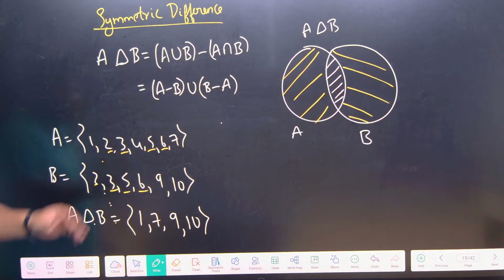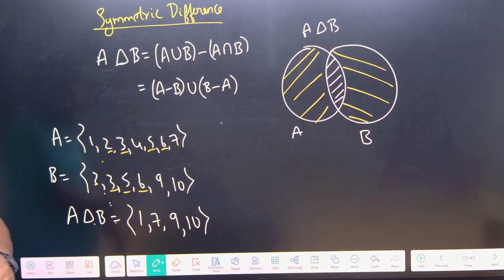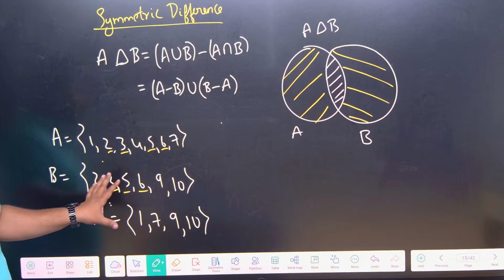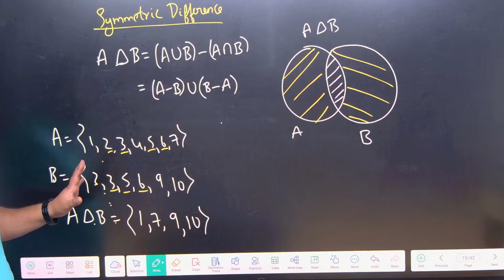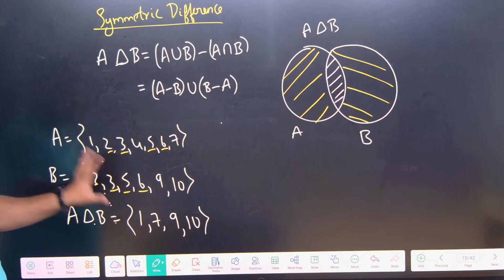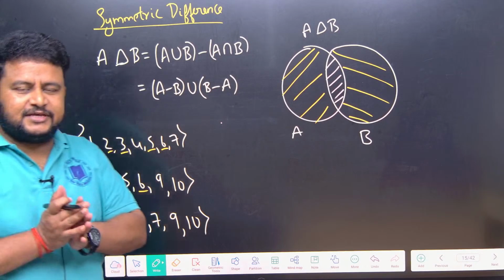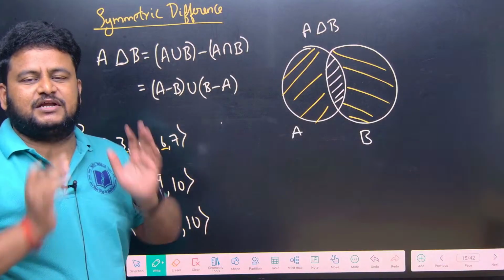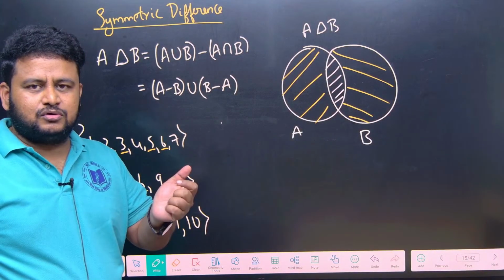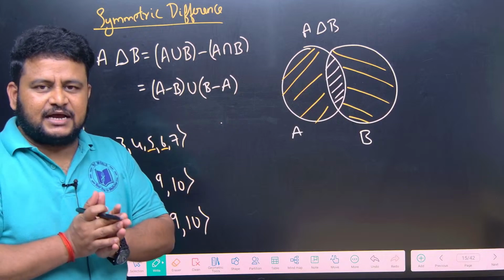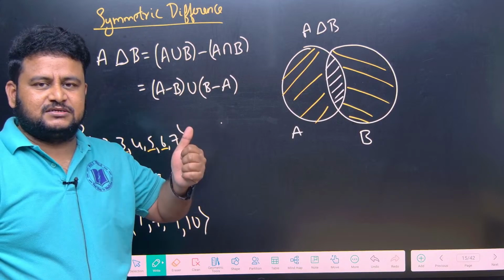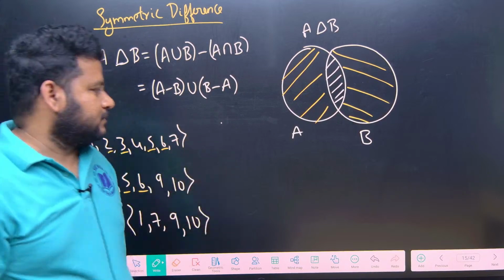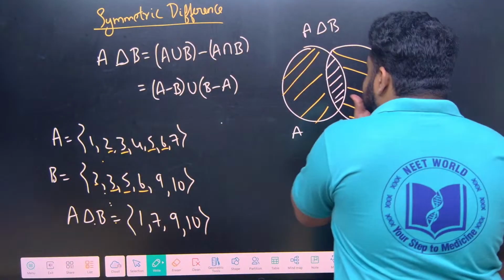Clear, friends? This is the meaning of symmetric difference. You remove the common things and write down whatever is left over in both the sets. Earlier, you would remove the common things and write the leftover from only the set from which you were subtracting, that's all. Clear? So this is the meaning of symmetric difference.